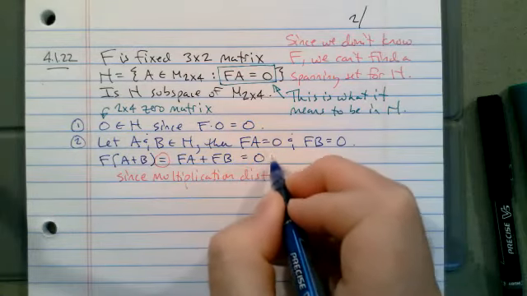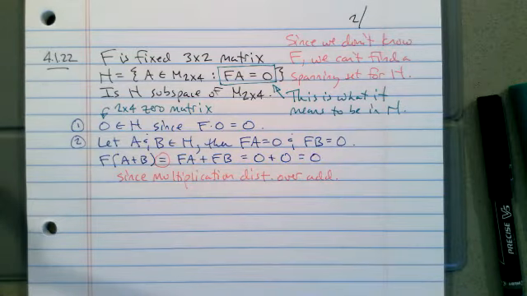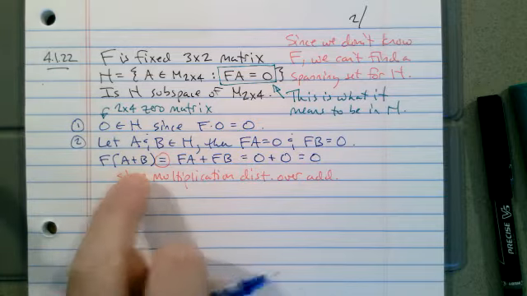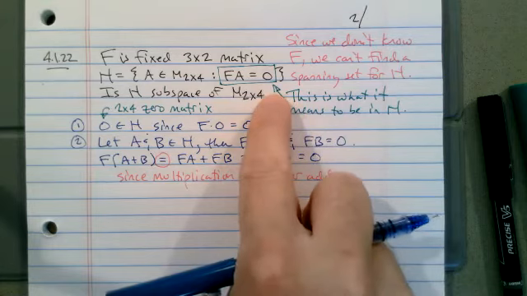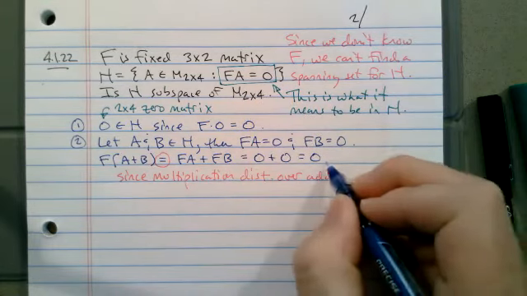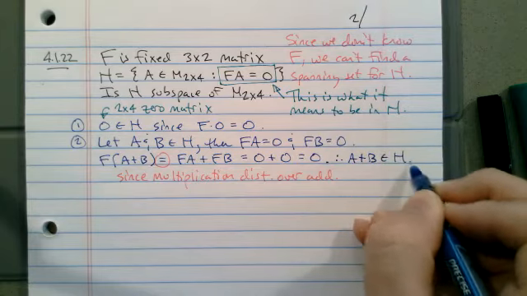FA is equal to 0 and FB is equal to 0, so we get 0. Therefore, we can conclude that A plus B is in H, because F times A plus B is 0, and that's what it means to be in H. Therefore, A plus B is in H.